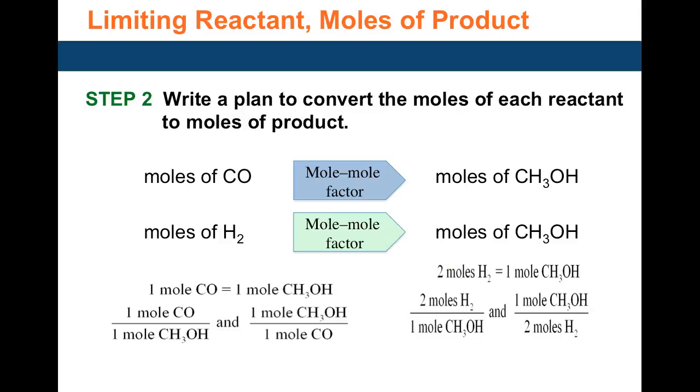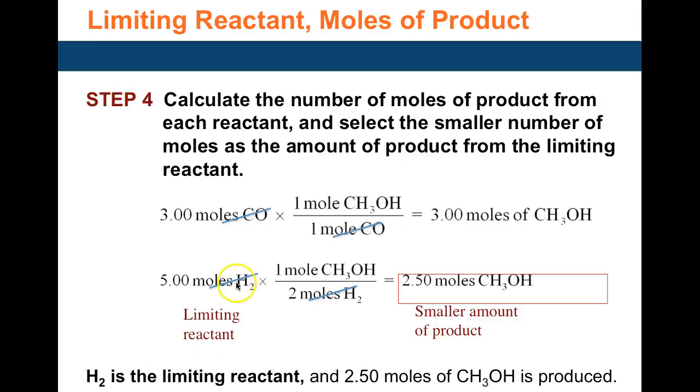Okay, so look at all the mole factors, write down all the mole factors possible. So 3 moles of carbon monoxide would give you 3 moles of methanol. 5 moles of hydrogen, on the other hand, would only give you 2.5 moles of methanol. So therefore, the hydrogen is the limiting reactant.